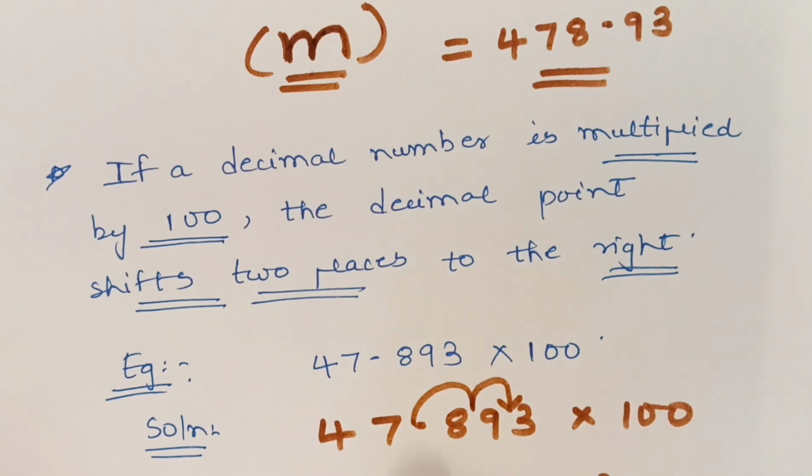In this way, whenever you get any decimal numbers multiplied either with 10, 100 or 1000, you can do it mentally. You can solve the sum mentally. Now let's switch to the next page.